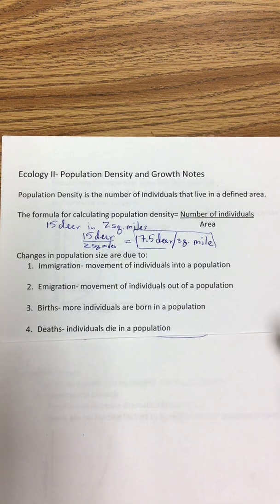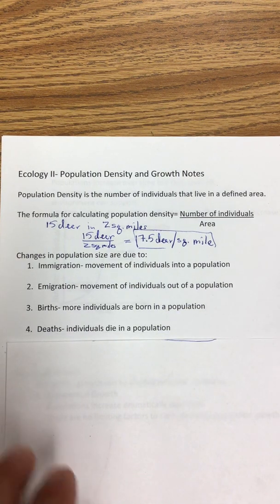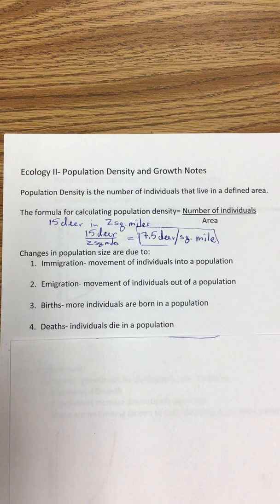Now, there are reasons that population density or populations generally can change in size. One is going to be immigration, and that means there's a movement of individuals into a population. So, you know, this has kind of been a topic in the United States, people moving into the United States, immigration, and what that does is increase our population.